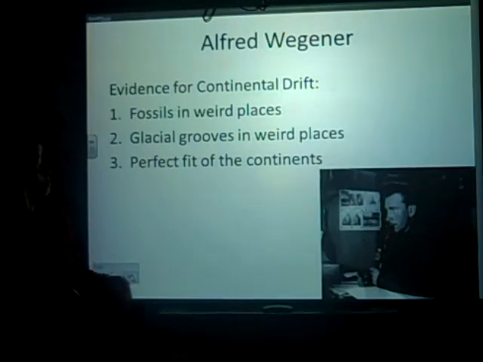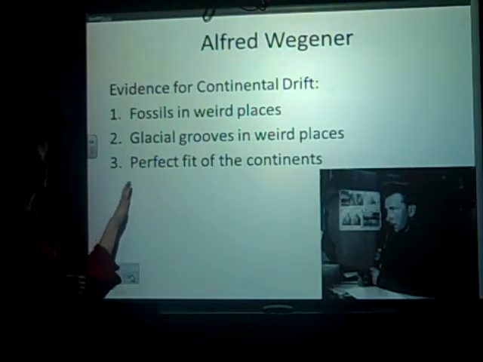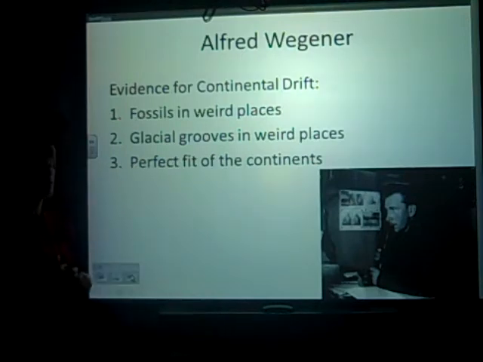Well, here's the guy we know and love, Alfred Wegener. And you know, this poor guy had reasons in the early 1900s to think that there was a Pangea. Fossils were in weird places. For example, tropical fossils in Greenland, glacial grooves matching on separate continents, and the perfect fit of the continents. They look like a puzzle.